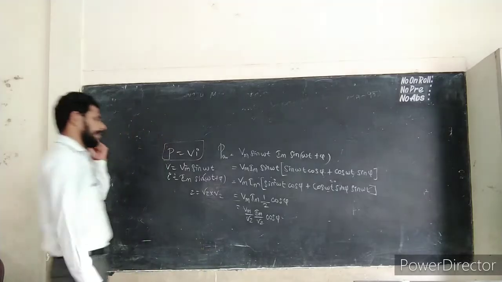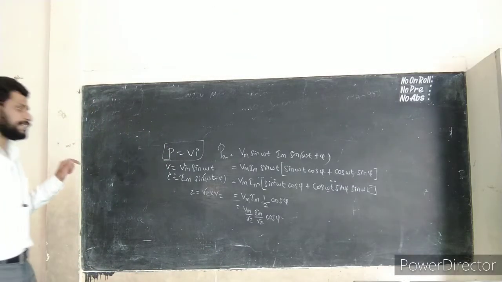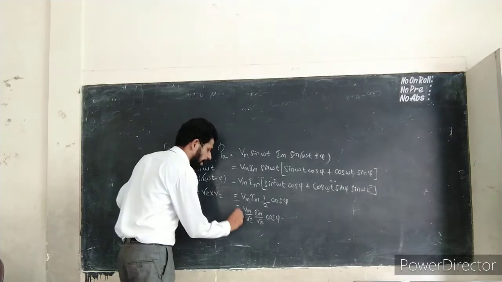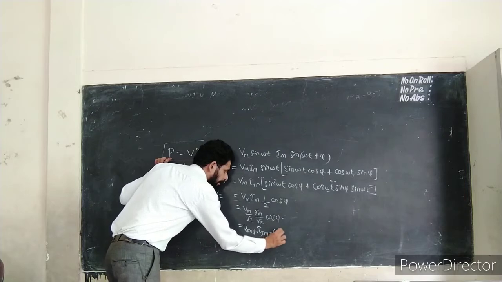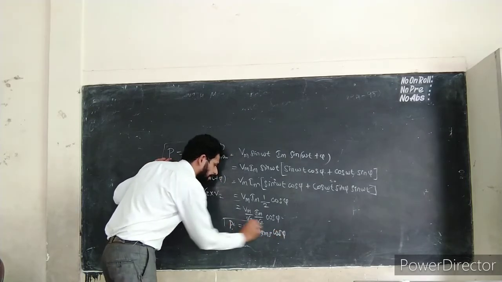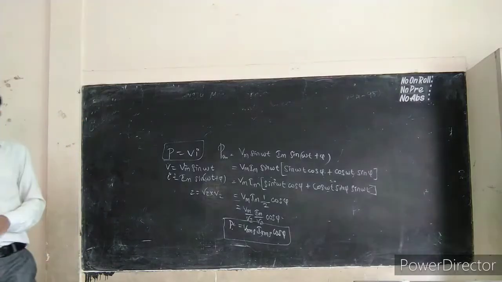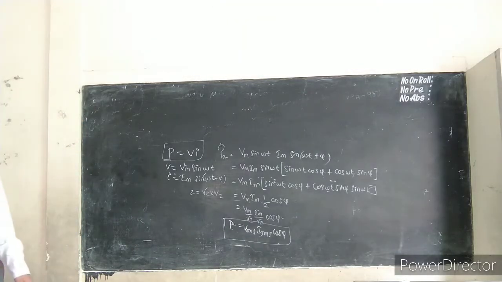Maximum voltage by root 2, or maximum current by root 2, is nothing but your rms value. So Vrms Irms cos phi. What is the average power in the circuit? The average power is nothing but Vrms Irms cos phi. Here Vrms Irms is called the apparent power and cos phi is called the power factor. The average power of an AC circuit is always known as the true power of the circuit. Say, now the phase angle between the voltage and current is equal to 0.